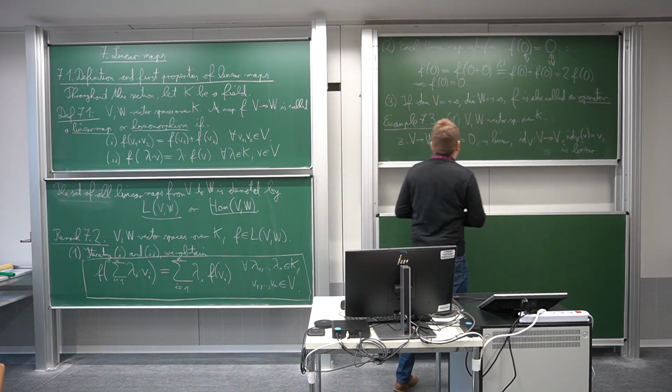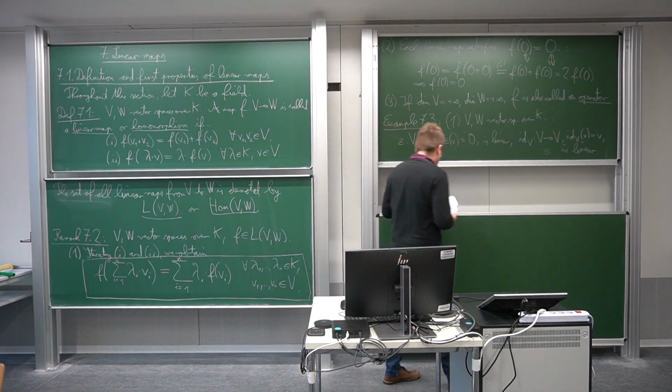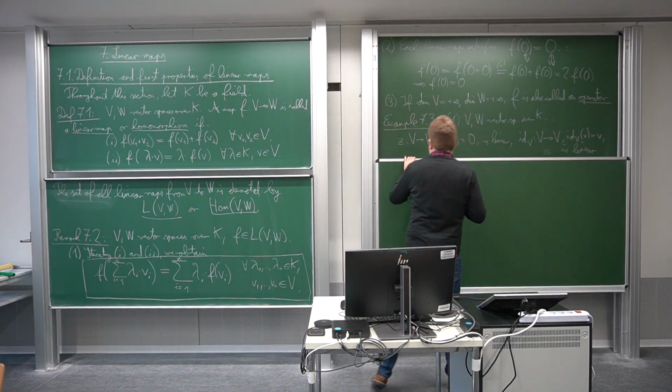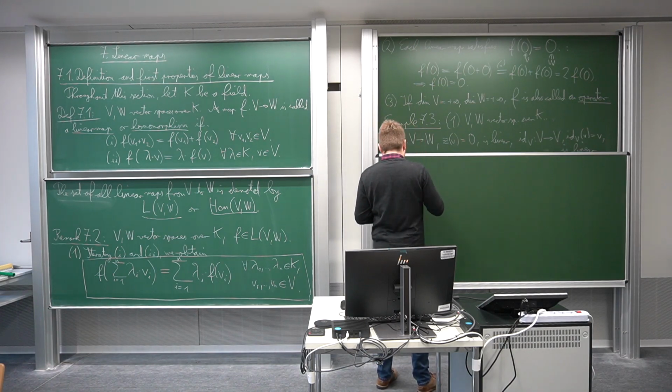Okay, now that we've got the trivial stuff out of the way, let's do some more interesting things. The most basic, maybe the easiest linear map, which is not trivial or which is quite interesting, is the following.